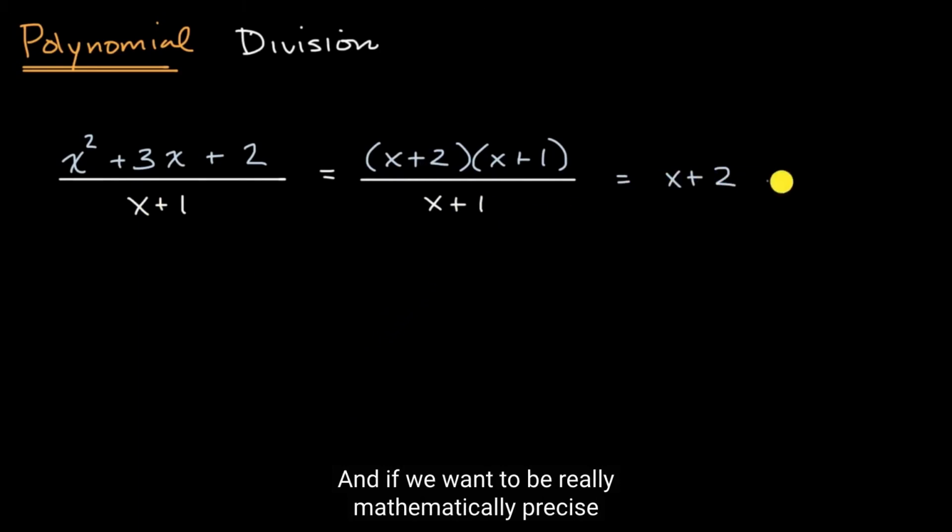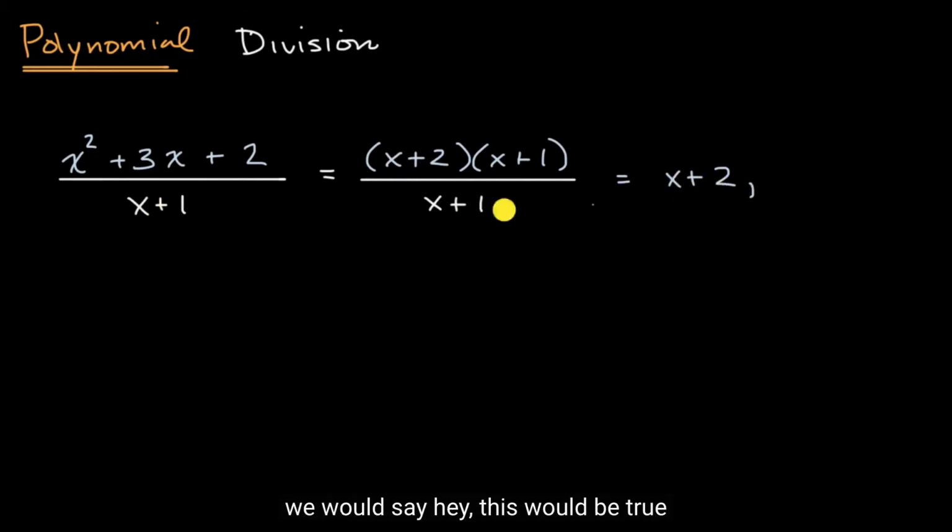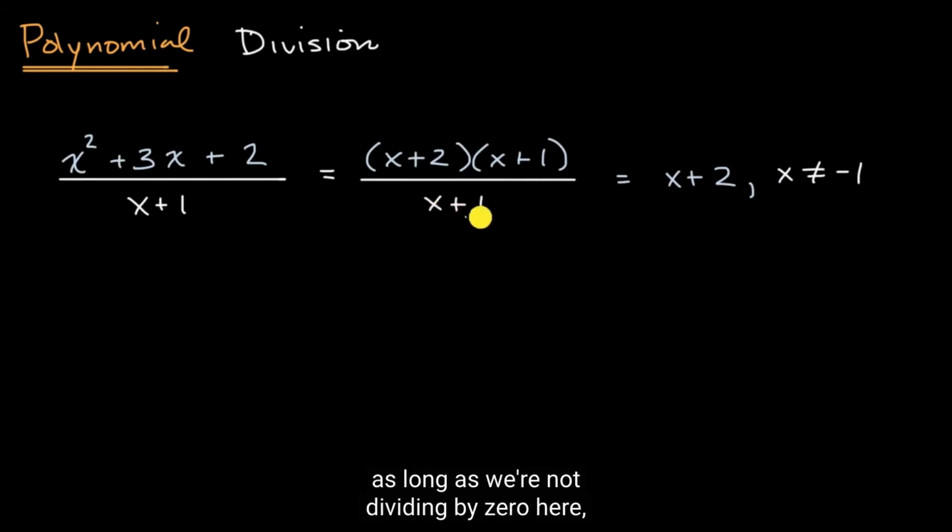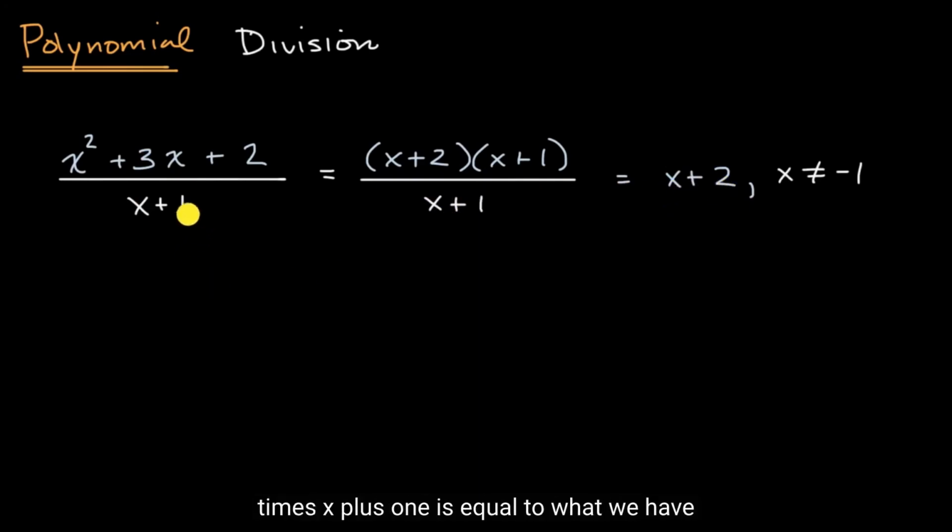And if we want to be really mathematically precise, we would say, hey, this would be true as long as x does not equal negative 1, because if x equals negative 1 in this expression or in this expression, we're going to be dividing by 0, and we know that leads to all sorts of mathematical problems. But as we see, for any other x, as long as we're not dividing by 0 here, this expression is going to be the same thing as x plus 2, and that's because x plus 2 times x plus 1 is equal to what we have in this numerator here.